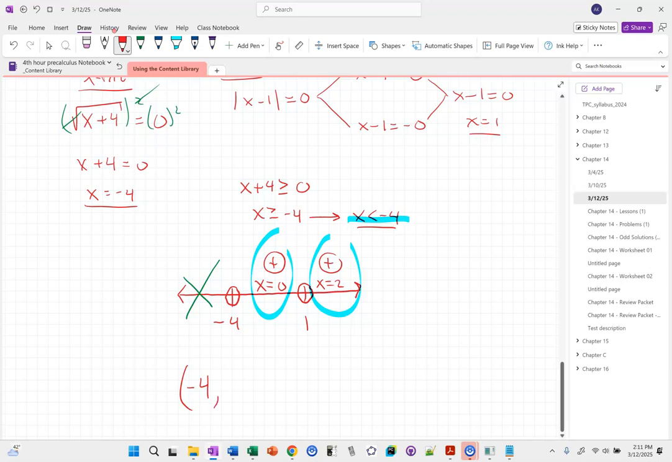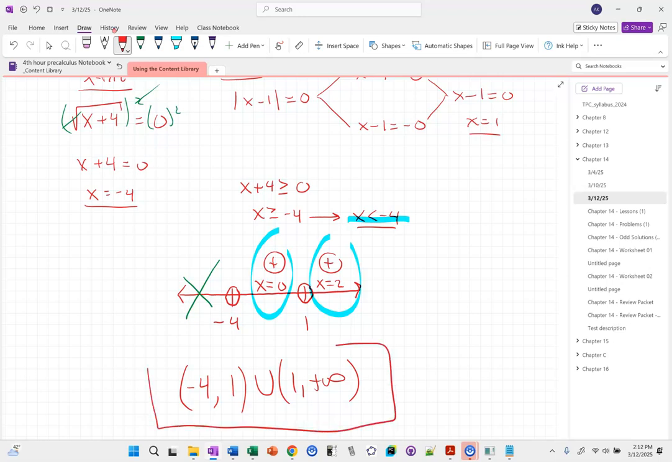So negative 4, and I'm going to use a parenthesis because there's an open circle at the negative 4. To 1, I'll use a parenthesis at 1 because there's an open circle at 1. And then we'll go 1 to positive infinity. Again, there was an open circle at 1, so that gets a parenthesis. And I'm done. What do you guys think there? Shouldn't be too bad.